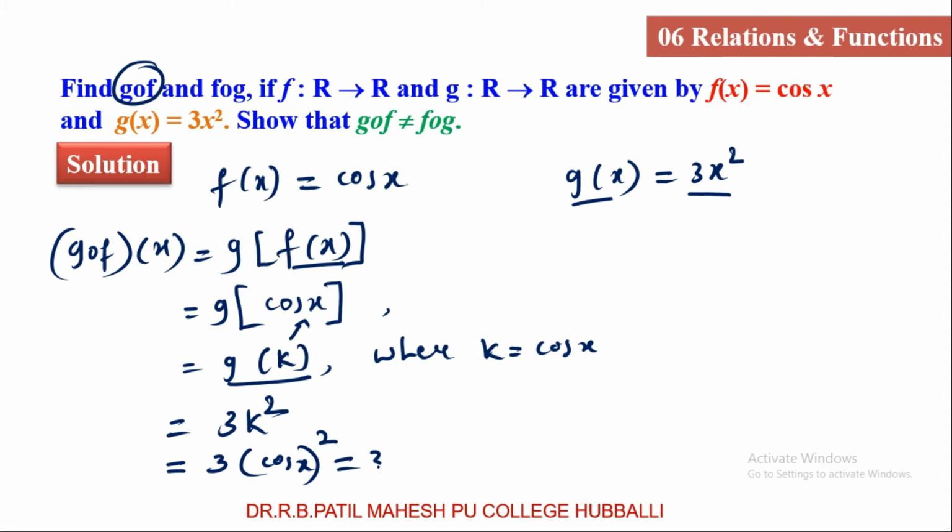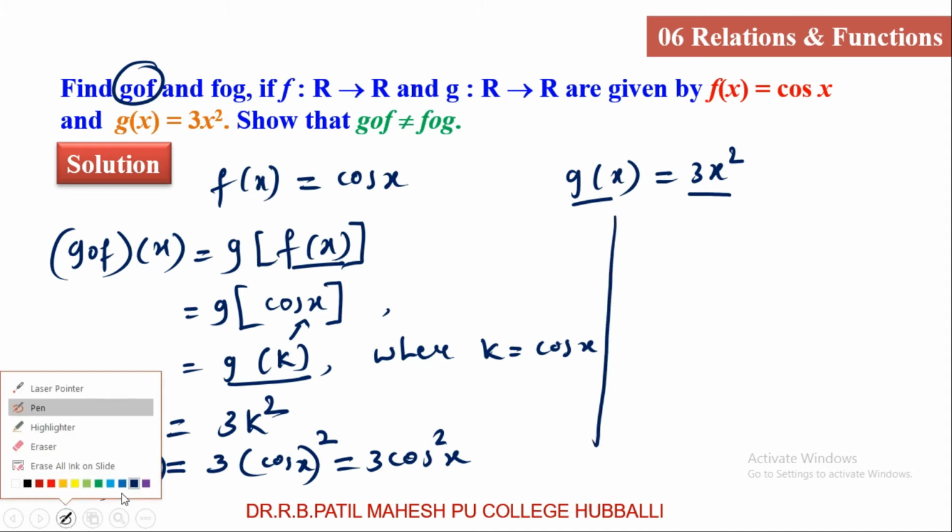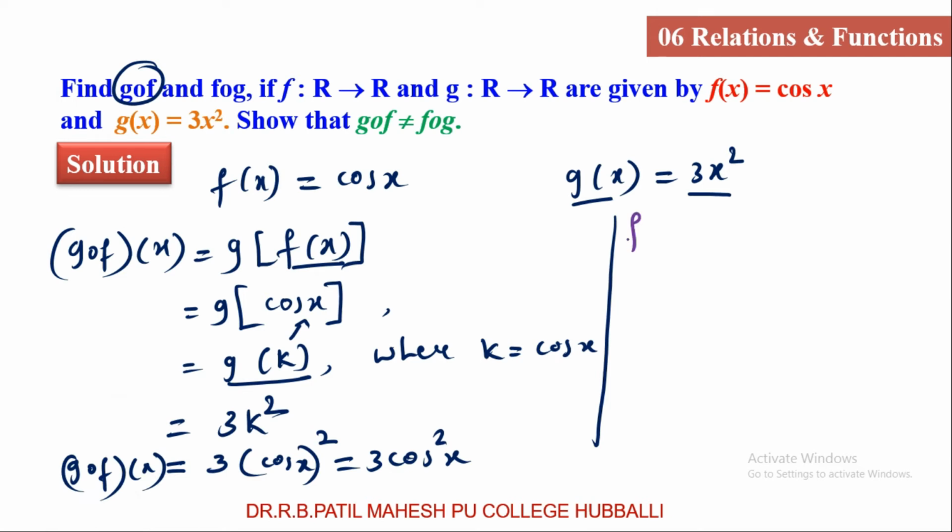So 3 into cos square x. This is g composition f of x. Hope you understood g composition f. Now let me take f composition g. Second part. f composition g of x is equal to f of g of x.